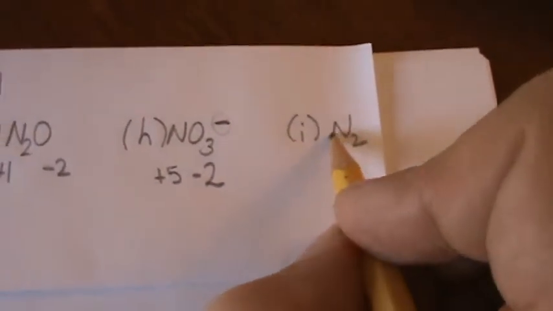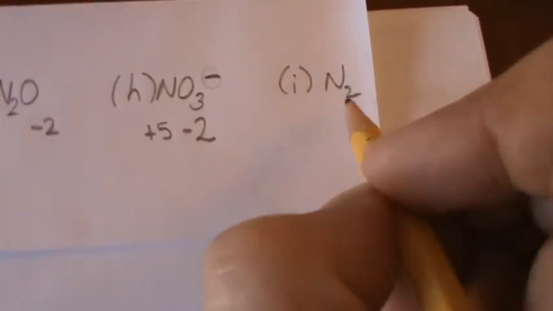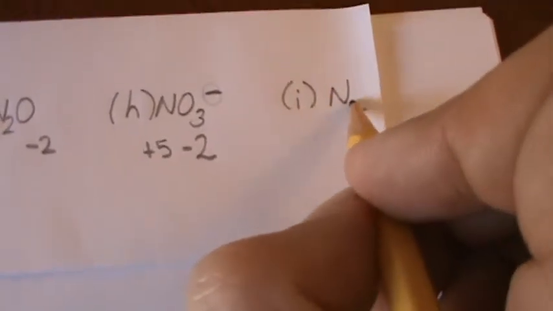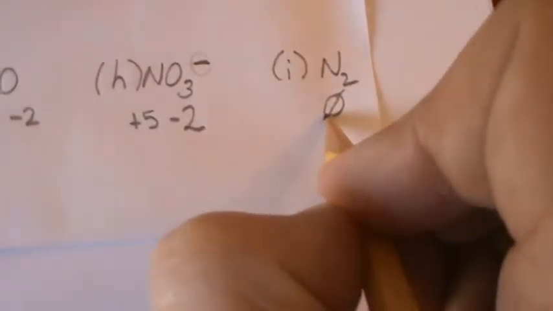And last but not least, we have N2. Well, this is nitrogen in its elemental gaseous state, and an element in its elemental natural gaseous state is going to have an oxidation number of 0.